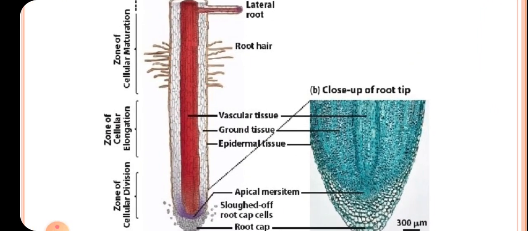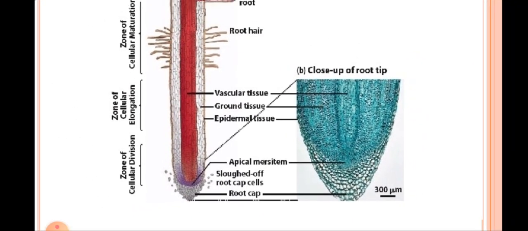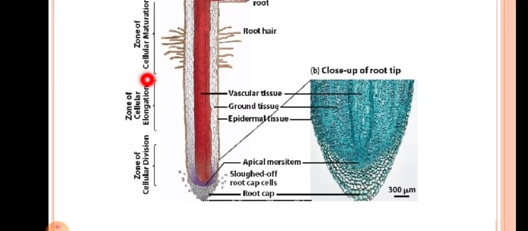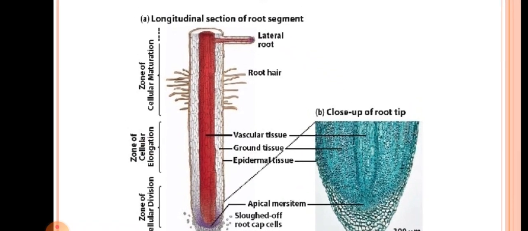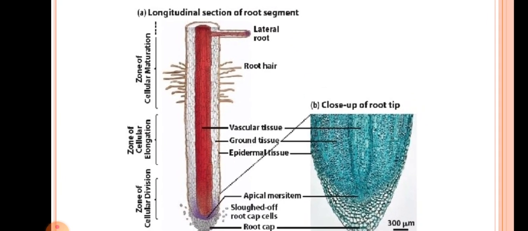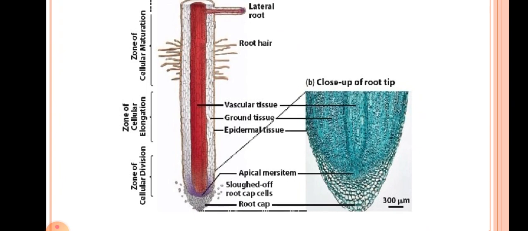So here you can see the SAM. The zones are there: the zone of cellular division, the zone of cellular elongation, and the zone of cellular maturation. This is the longitudinal section, and here you can see the vascular tissue, ground tissue, and epidermal tissue. Epidermal is the outermost layer. Ground tissue is in between the vascular tissue and the epidermal tissue.